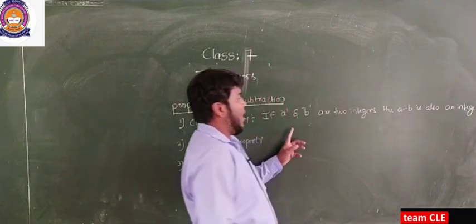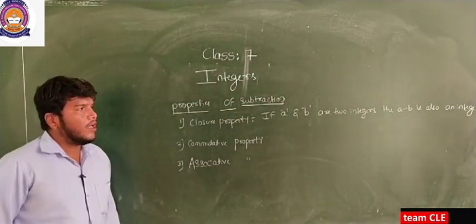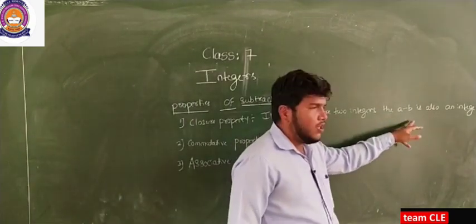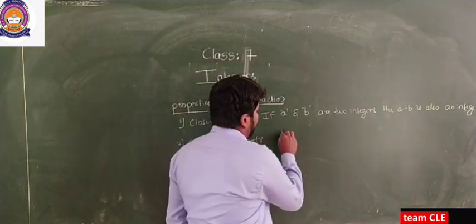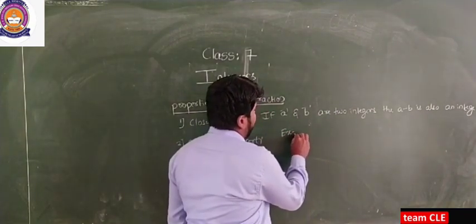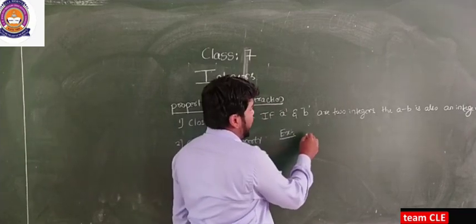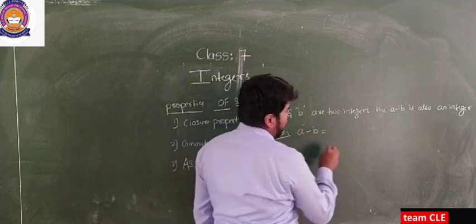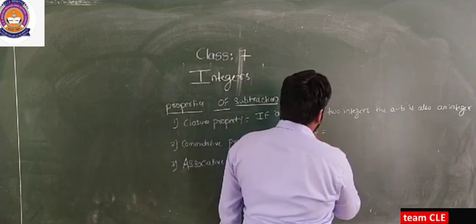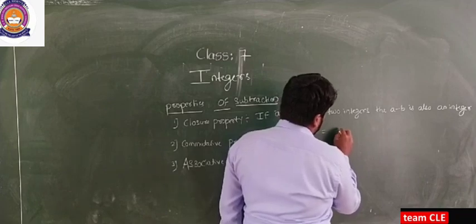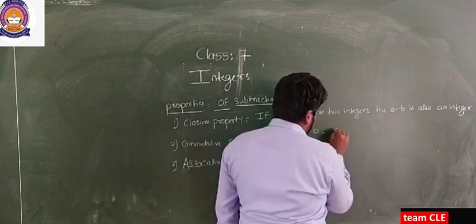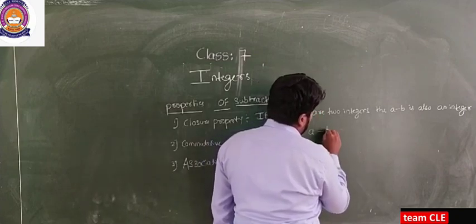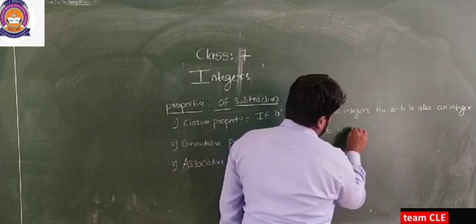If a and b are two integers, then a minus b is also an integer. By example we will come to know what this means. See here, the operation is subtraction, and a and b are two integers. If you subtract, if you take the difference, you will get an integer. If a and b are integers, then a minus b is also an integer.